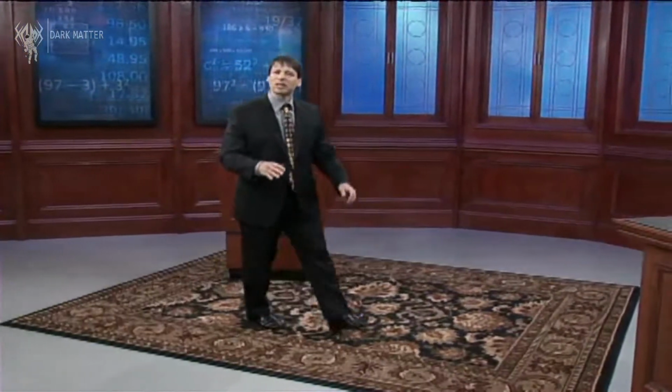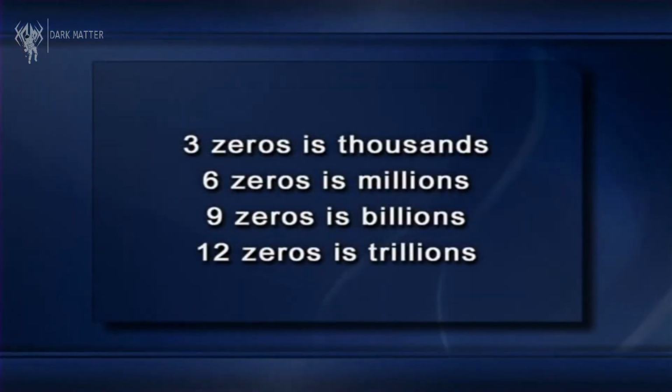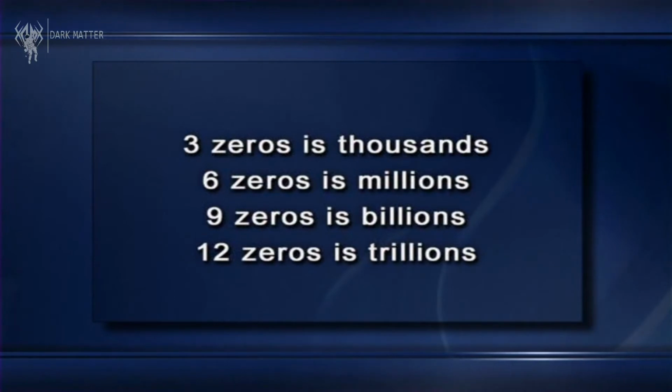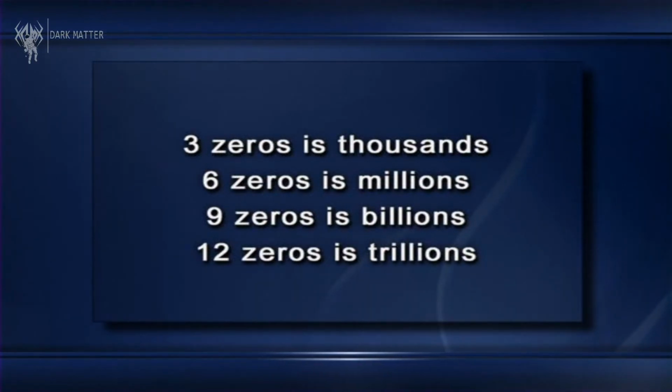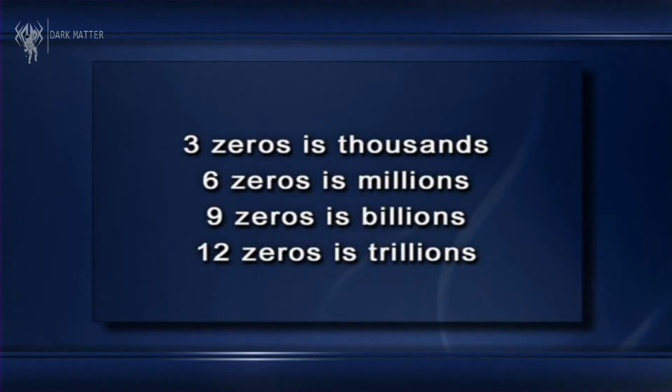Sometimes you can estimate large problems without counting the individual digits. Instead, we make use of words that we already have. For example, something with 3 zeros is in the thousands. 6 zeros is a million. 9 zeros is a billion. 12 zeros is a trillion.